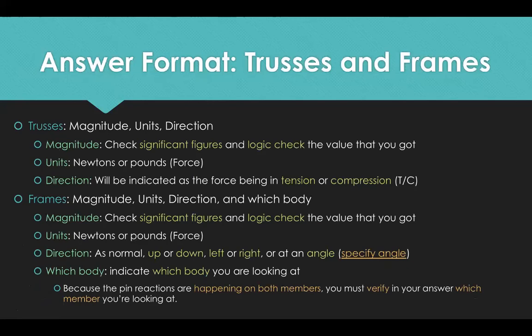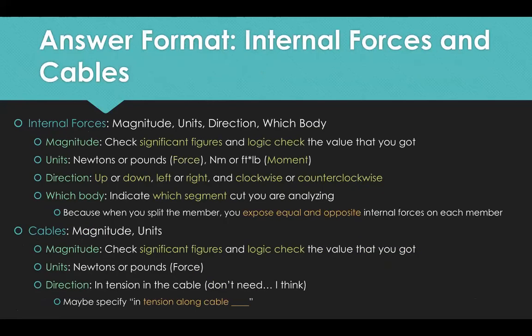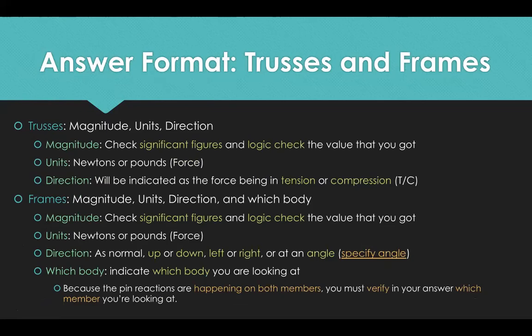All right, so kind of going into it a little bit, specifically for each answer. If it's a truss problem, you need magnitudes, units, and direction. And the weird thing about truss problems is that it's either going to be in tension or compression, because each member can only be pushed on or pulled on. Really they're all two-force members, because every applied force will be at the joint. So it'll either be in tension or compression.